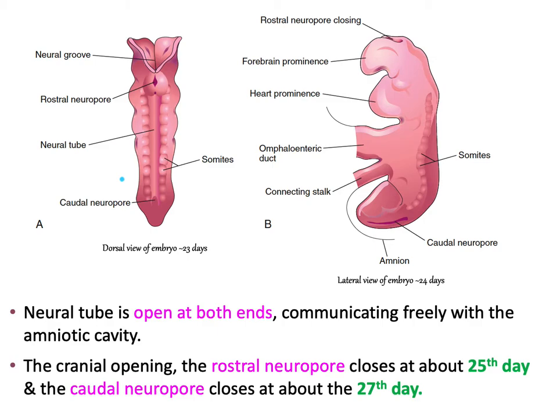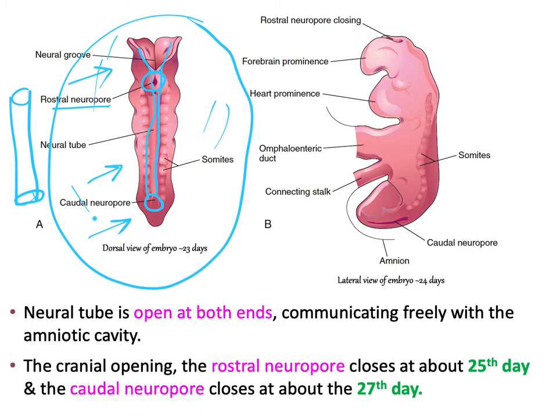Here, guys, you are looking at the dorsal view of an embryo at about the third to fourth week of development, the time when the neural tube forms. If you look at it, you will see that this neural tube has two openings, one superior and one inferior. We call them the rostral neuropore and the caudal neuropore. These two openings communicate freely with the amniotic cavity and amniotic fluid, but this will not last for a long time.